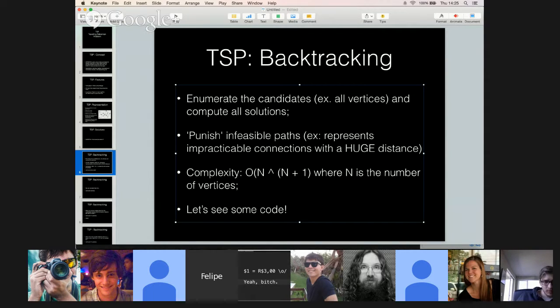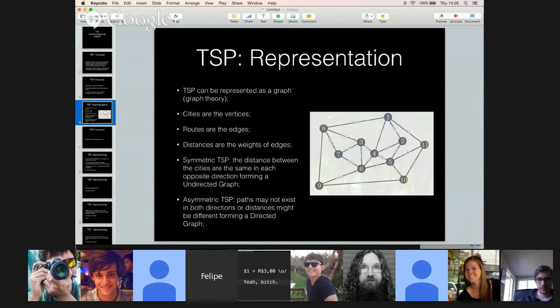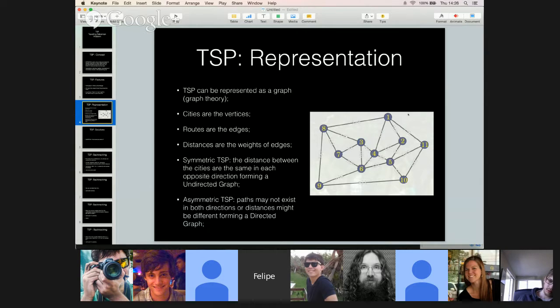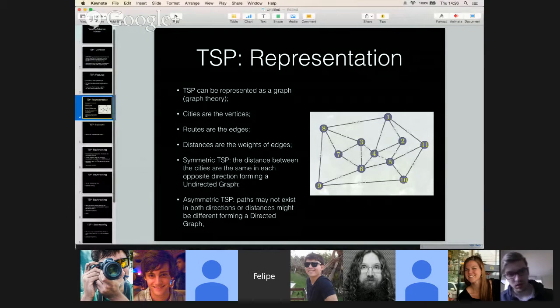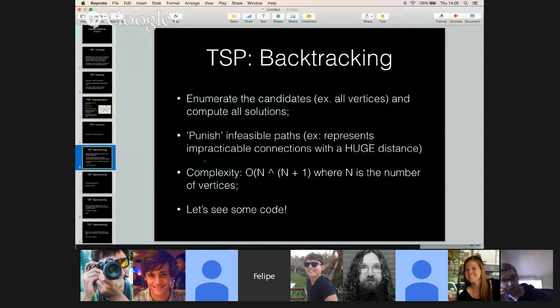One method that some people use to punish infeasible paths is to determine a huge distance to represent roads that do not exist. So getting back to this example, we don't have a direct road from city 1 to city 3. So we can fake that with a huge distance so we don't get a good path using this road, since it does not exist. Let's see backtracking. The complexity of this algorithm is big O of n to the power n plus 1, where n is the number of vertices. It means that it's a lot of combinations.